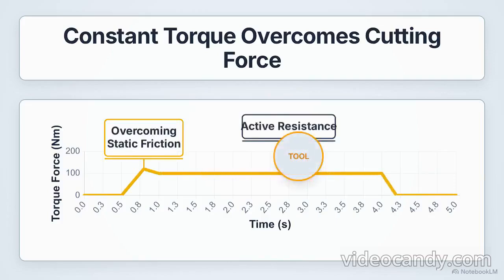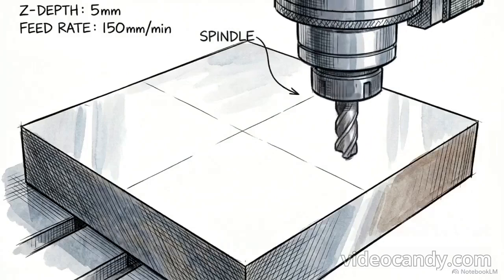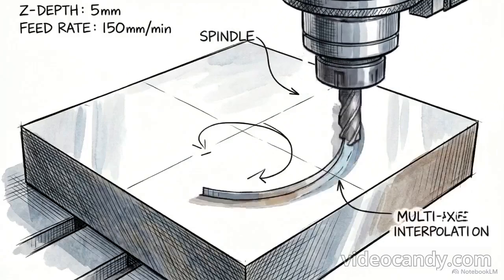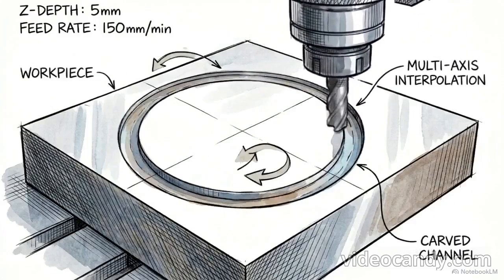Because of this, feed drives require constant torque characteristics. They must instantly generate the necessary force to overcome both static friction and the active resistance of the cutting tool. This rapid, multi-directional capability enables a manufacturing process known as contouring.